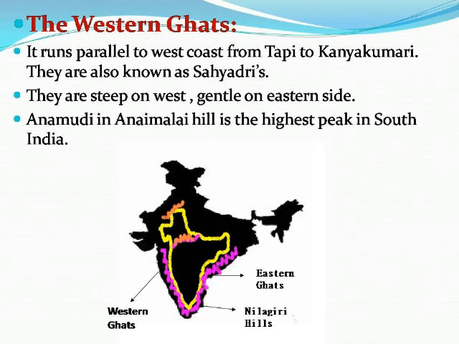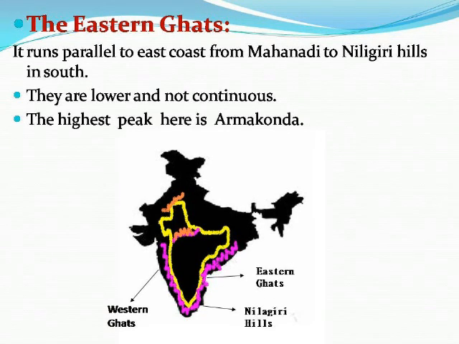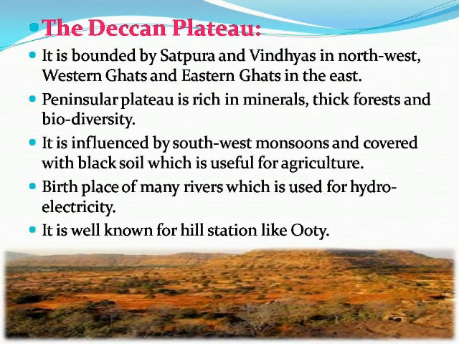Now let's learn about the Eastern Ghats. The Eastern Ghats run parallel to the east coast from Mahanadi to Nilgiri Hills in the south. They are lower and not continuous. The highest peak here is Armakonda. Then the Deccan Plateau. It is bounded by Satpura and Vindhyas in the northwest, and Western Ghats and Eastern Ghats in the east.